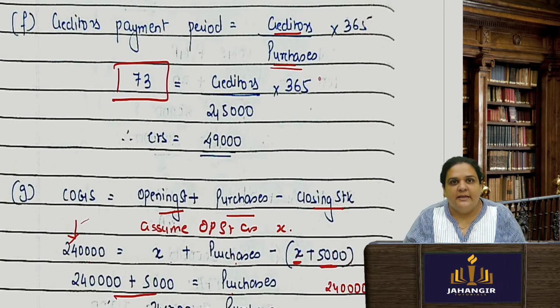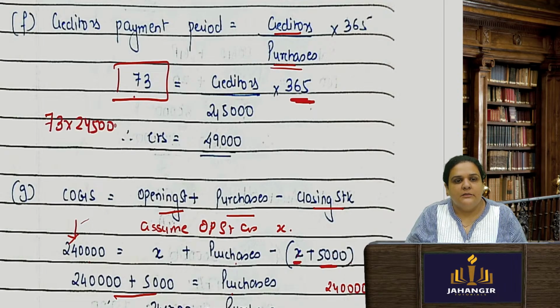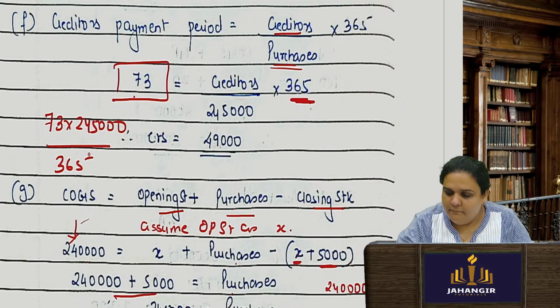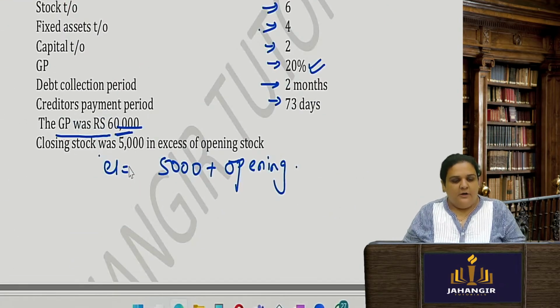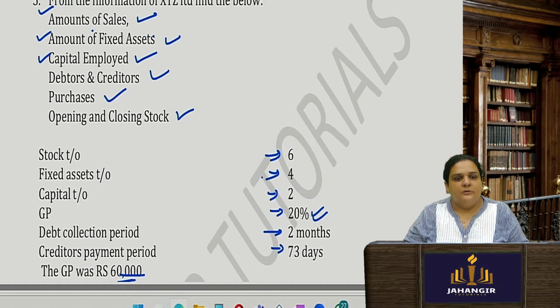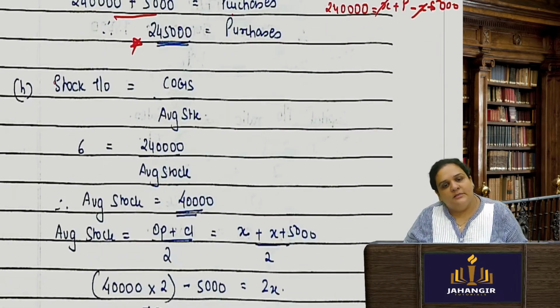So purchases I have, creditors I don't know. I know the credit payment period, into 365 I'll take. Why? Because this is in days. So 73 into 2,45,000, divide that by 365. 49,000 will be our creditors. Superb. So we got the figures of debtors and creditors, and we got purchases also. Now opening stock and closing stock.